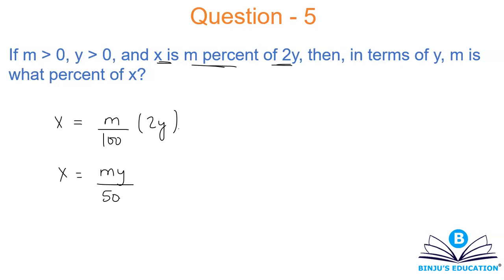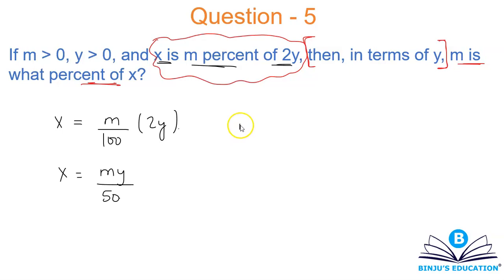So let's go step by step. First, we are able to decode when you say x is m% of 2y. How do you write m%? M by 100. So x is equal to m by 100 into 2y. So we have calculated the value of x. Now, as of now, leave this part. It is asking m is what percent of x? They are asking you m in terms of x. So that will simply be m by x into 100%.